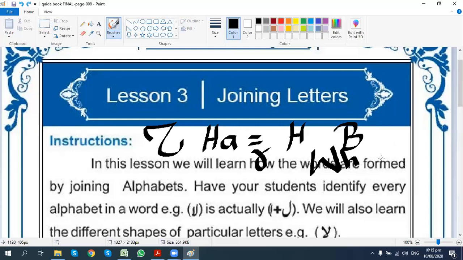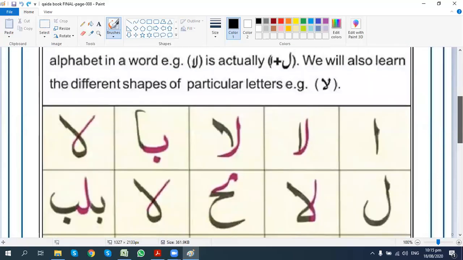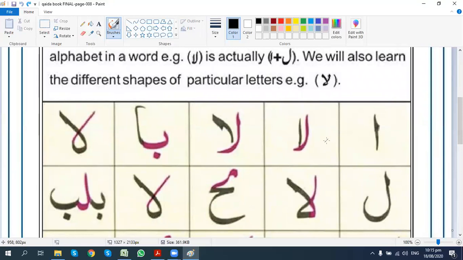Okay, now we are starting our new lesson. This is lesson number 3. Again, you have to give some brief information about this lesson. As you can tell your student, so far we will learn about the half shape of the letter, full shape of the letter, beginning of the letter, ending of the letter, middle of the letter.